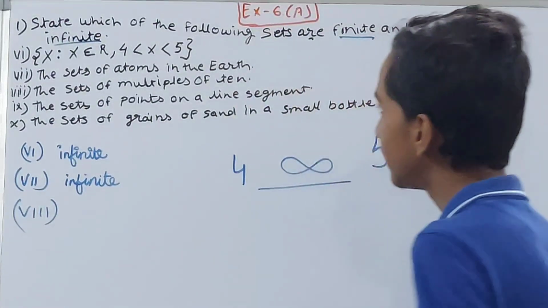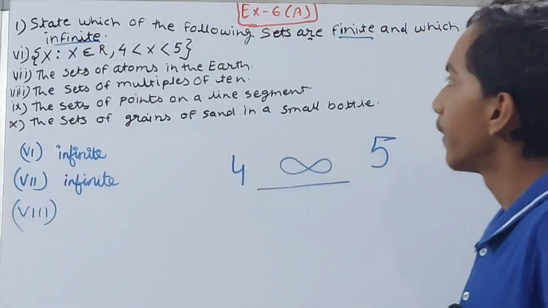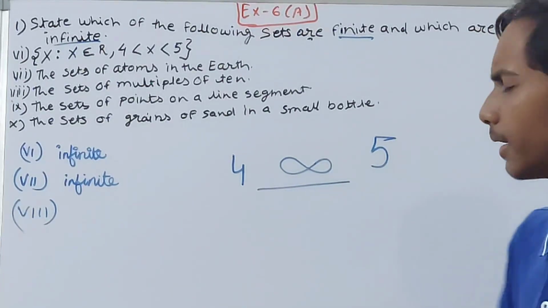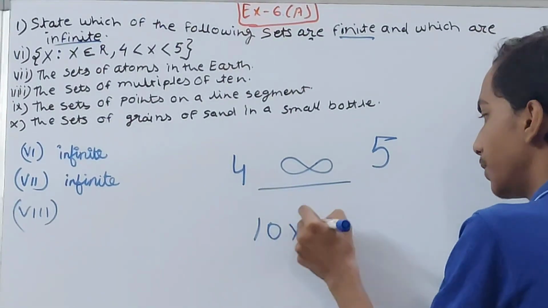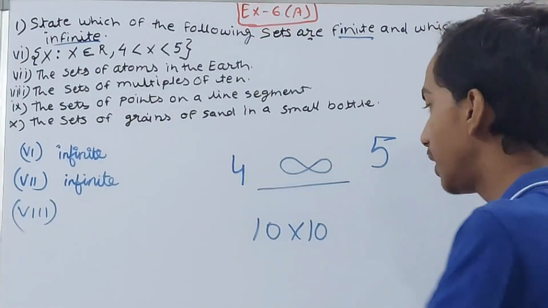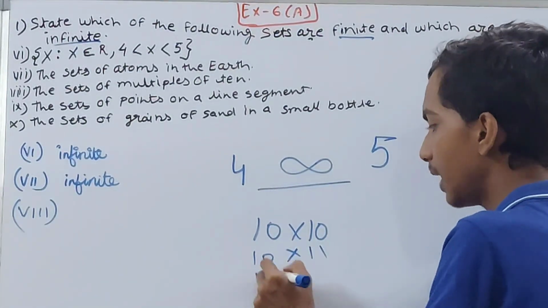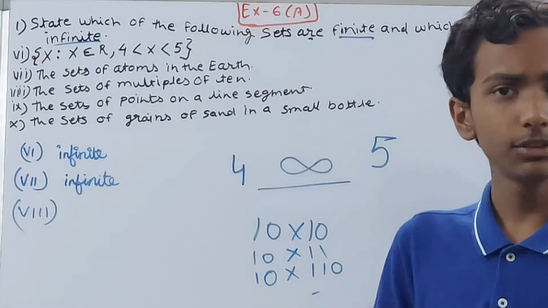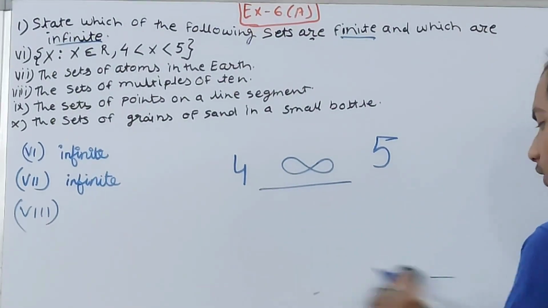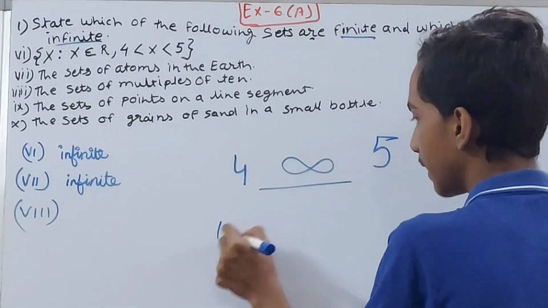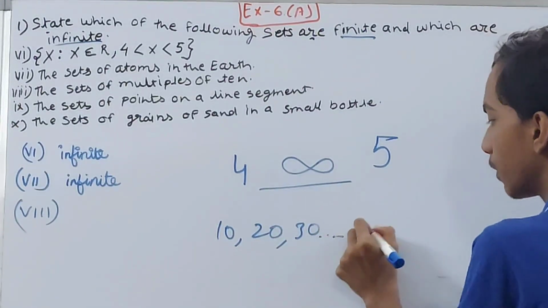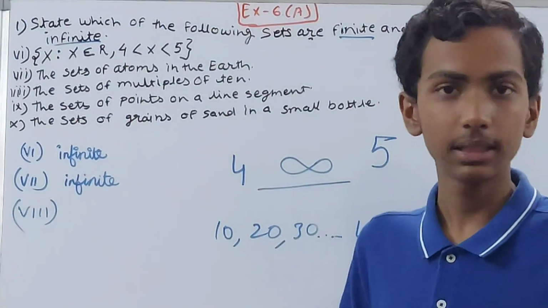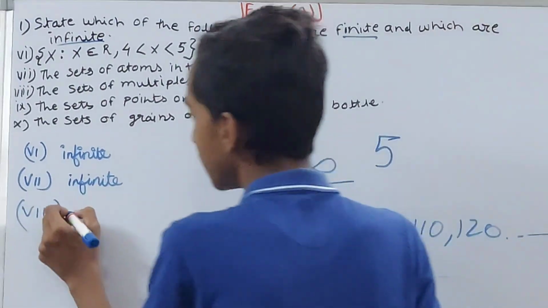Then you see here the set of the multiples of 10. This is infinite. Why? Because 10 can be multiplied to infinity. We studied the table of 10, so we do 10 tens. It can be 10 into 11 also, 10 into 110 also, and so on. It can keep on extending; there is no limit to that. What are the multiples of 10? You begin from 10, then you get 20, then 30, and so on, you go till 100, then 110, 120, and so on. It keeps on extending, it doesn't end. That's why this set is infinite. Yes or no?